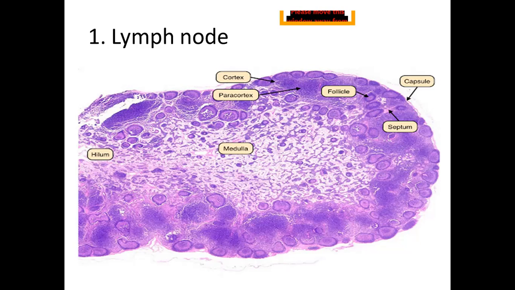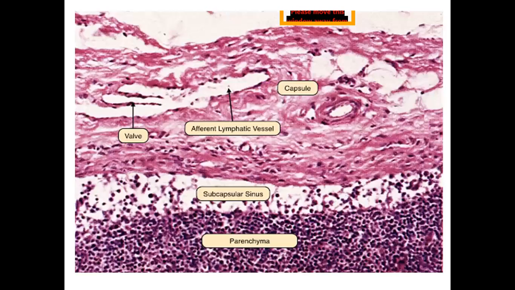Now we are coming to each side of the node, starting with the cortex. This image represents the capsule. This is the collagenous irregular connective tissue capsule of the node, and this is the afferent lymphatic vessel with its valve from the internal lumen, and it's the site of the subcapsular sinuses, and after entering the parenchyma of the node, which represents the cortex.